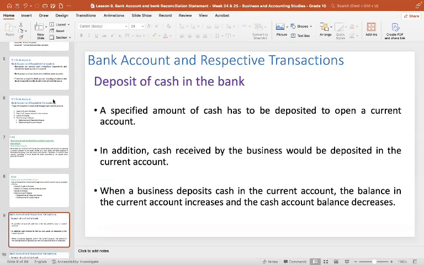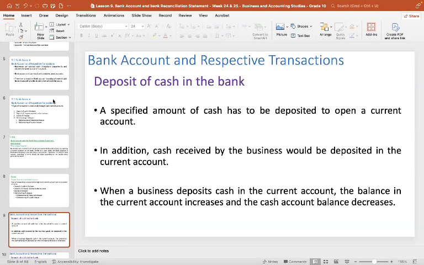Okay, now we are going to learn the first type of transactions, that is deposit of cash in the bank. Okay, now when you are opening a current account, initially you have to make a deposit. First thing, when you are opening a current account, you have to place a deposit in the current account. And secondly, when you are doing business, you are making payments and you are receiving payments. So you are working with a lot of cash. Once you are receiving cash, maybe you are depositing it into your current account.